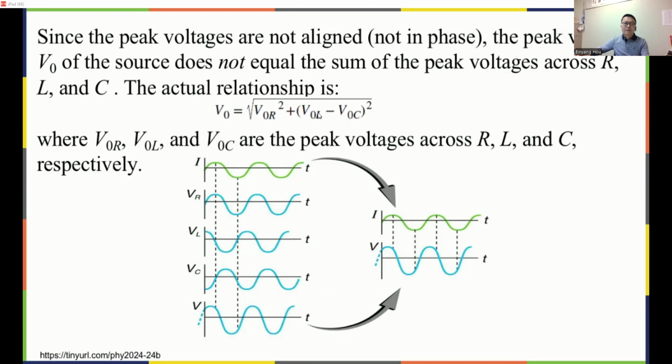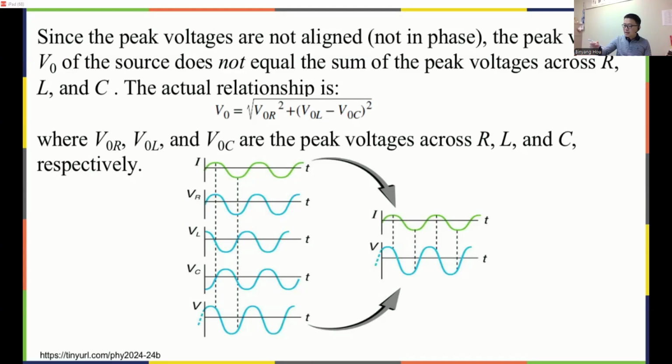So the voltage on the inductor and capacitor are either 90 degrees ahead or 90 degrees behind. The peak value on the resistor is not always the same as the difference of these two, and they always differ by 90 degrees. That means these two actually form a 90 degree angle like that. So the total, the overall voltage, should be one side squared plus the other side squared.